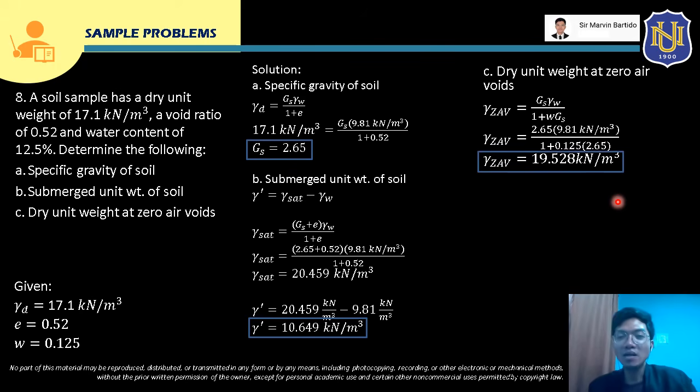If you notice, class, this zero air void unit weight is less than gamma sat. Because in gamma sat, what we consider is the total weight of the soil over the total volume. Here, in the dry unit weight at zero air voids, the only weight we consider is the weight of the soil solids over the total volume. So the water is gone here, we do not consider the weight of water. That is why it is less than gamma sat.